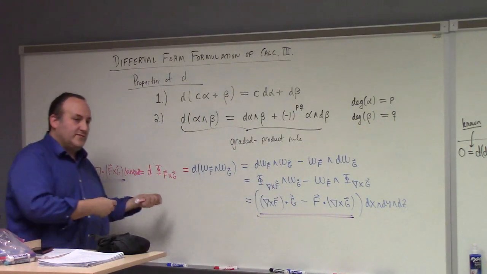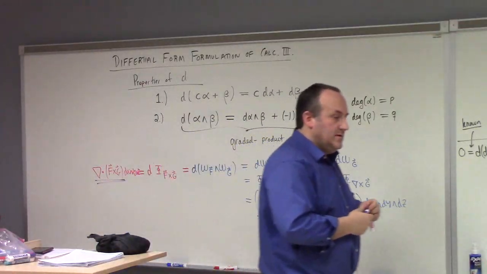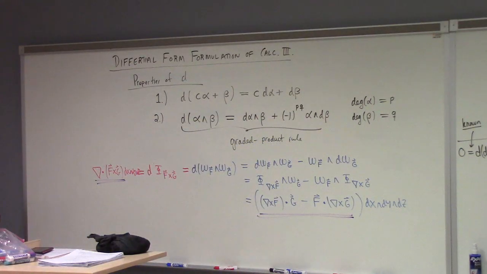So we could actually derive a multitude of product rules that we know from vector calculus as descending from the general product rule for forms. You might not care, but I think it's interesting. Whatever. All right, so let me move on.